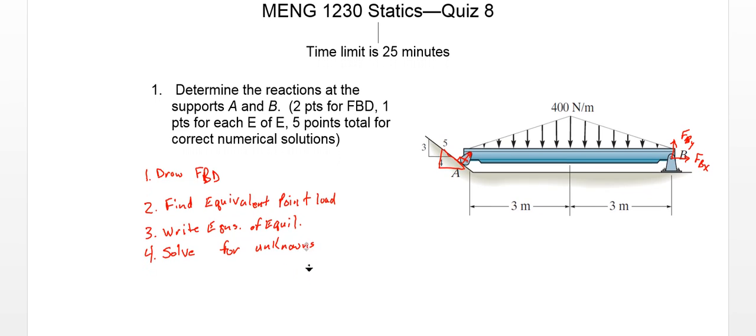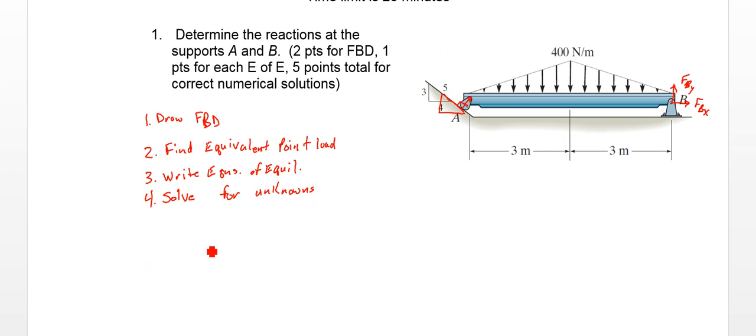Alright, so step 1, we'll draw our free body diagram. So we have our beam here, if I can draw a decent beam. We have our FBY acting there, FBX acting there. Those are our reaction forces. We have some reaction force here, FA, and I'll just call it normal NA.